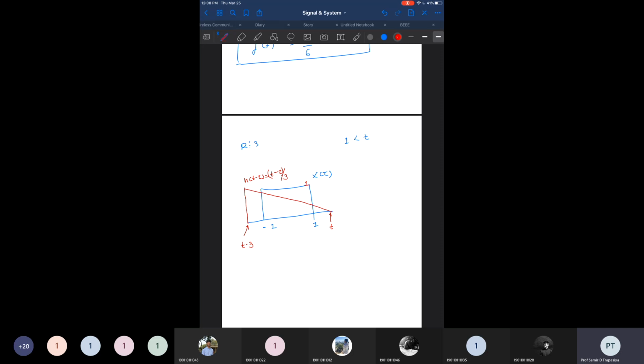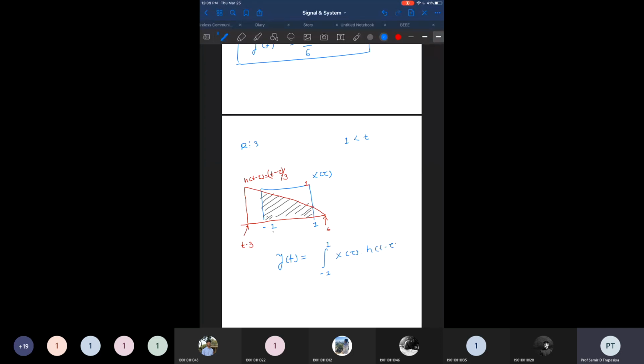So now what is the shaded region? If you find, this is the shaded region, sorry. It is a point t, this point is the point t. So what is the shaded region? Only this is the shaded region, right? This is the shaded region. So this is bounded by minus 1 to 1. So if we find this y of t, then we can say that it is bounded by minus 1 to 1 and x of tau into h of t minus tau d tau.